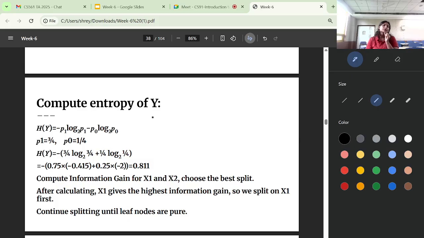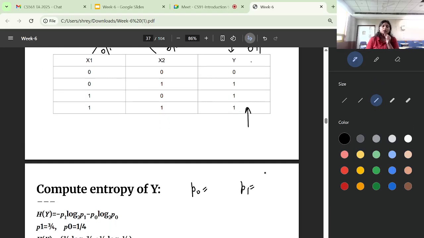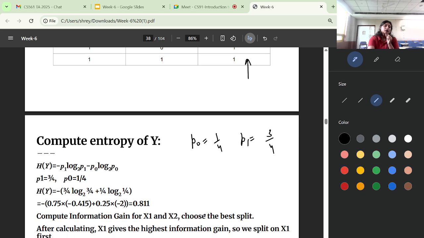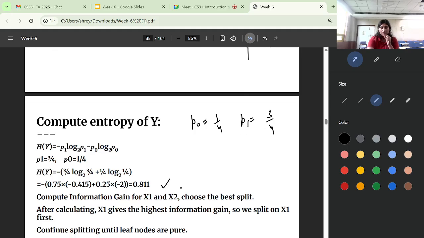So we are going to get the values like this. First, you have to calculate the probability of P0 and P1, meaning there are 2 classes, P0 and P1. The probability of P0 is 1 by 4 and the probability of P1 is 3 by 4. Just put it in the formula and you will get this value, around 0.811.